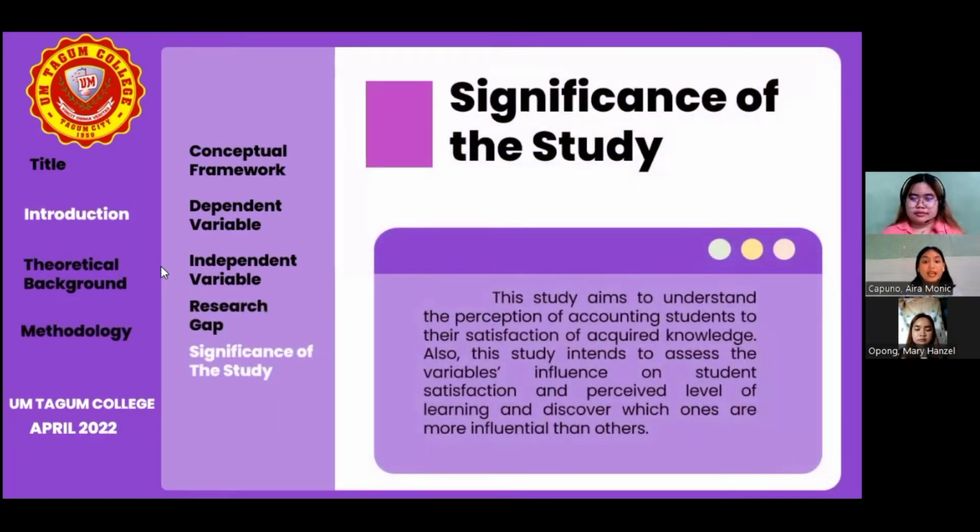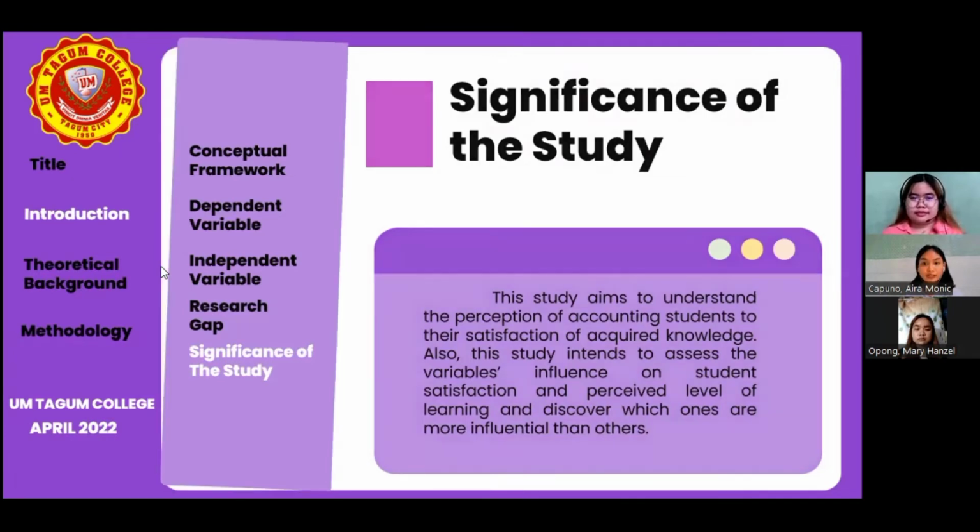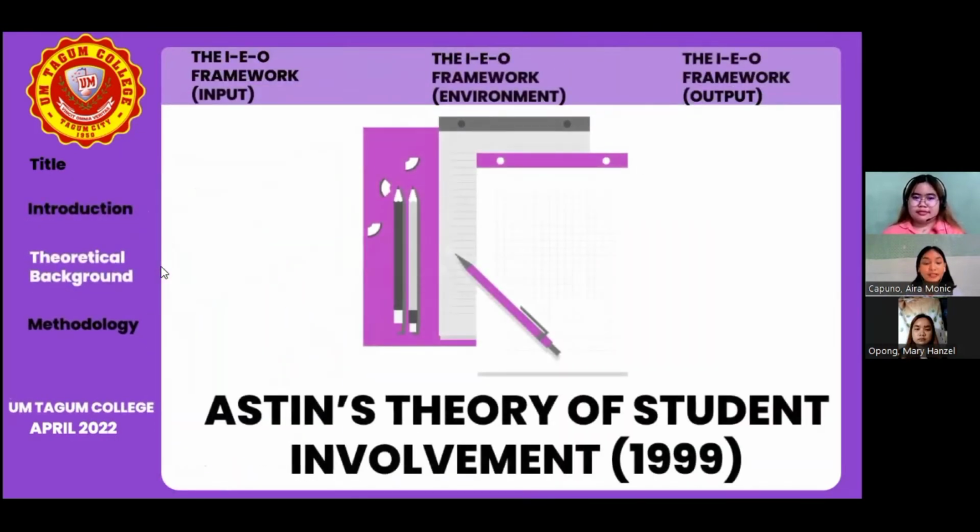This study aims to understand accounting students' perception and satisfaction of their acquired accounting knowledge. Also, this study intends to assess the variables' influence on student satisfaction and perceived level of learning and discover which ones are more influential than others. To further discuss the anchored theory of our study, it will be discussed by the next presenter.